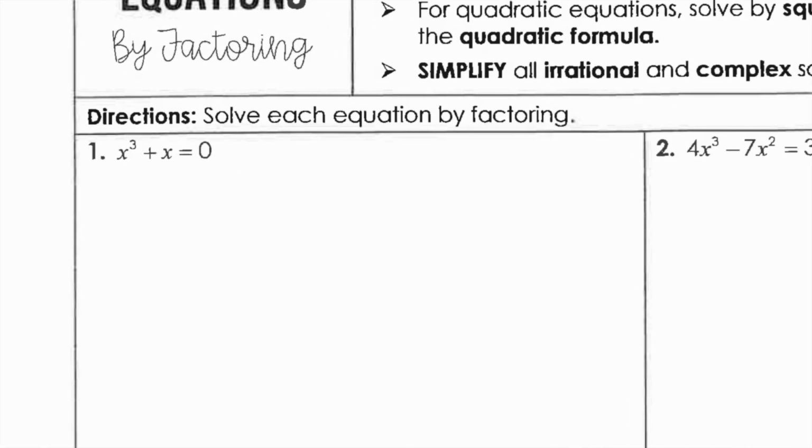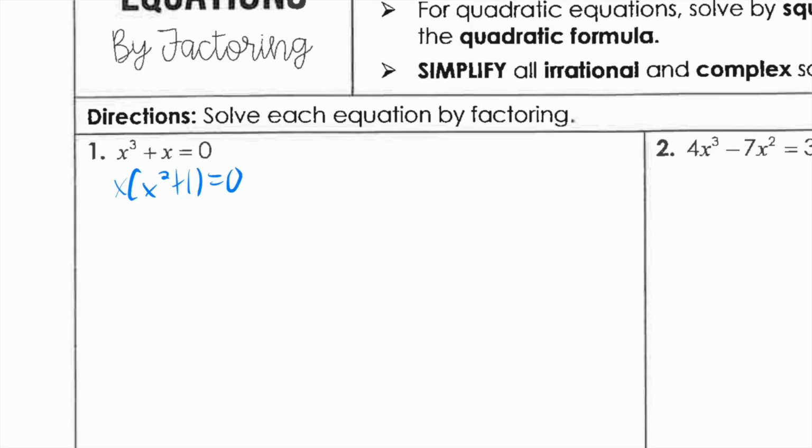So, number 1, we have this equal to 0 already. I always look for a GCF first. That's what we're supposed to do. So our GCF here is x, and we get x squared plus 1 equals 0. So at this point, I can establish that my two factors are x and x squared plus 1.